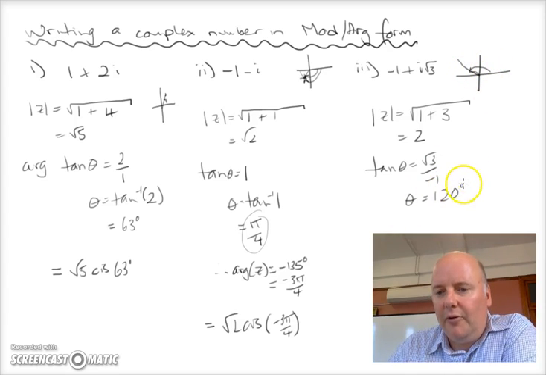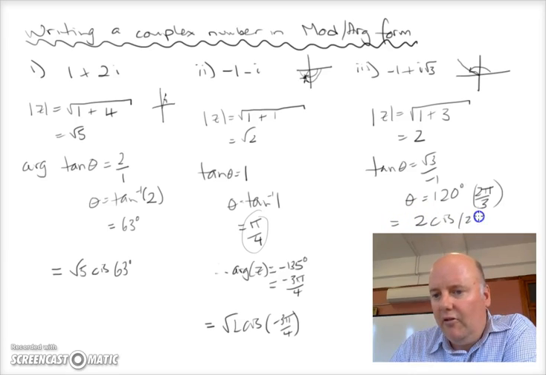So what that means is 120 degrees we can write as 2 pi on 3 in radian measurement. So our complex number we can write as 2 cis 2 pi on 3.